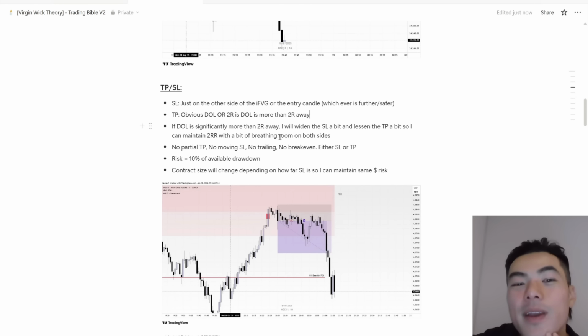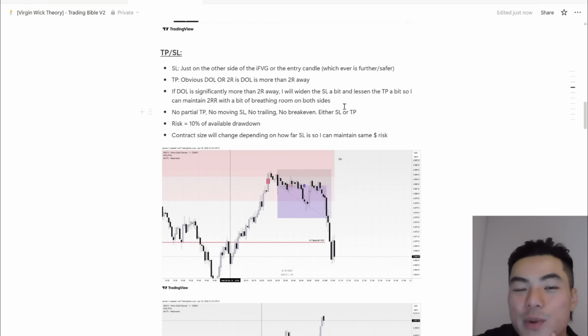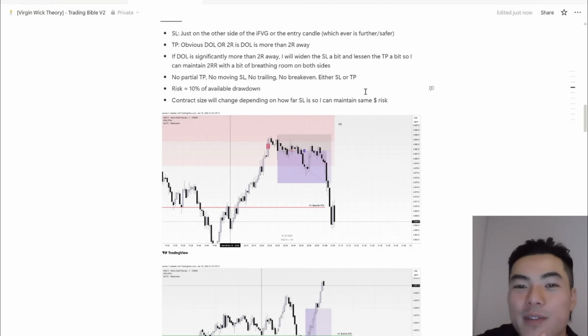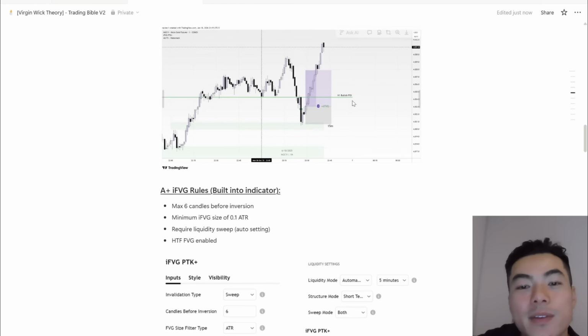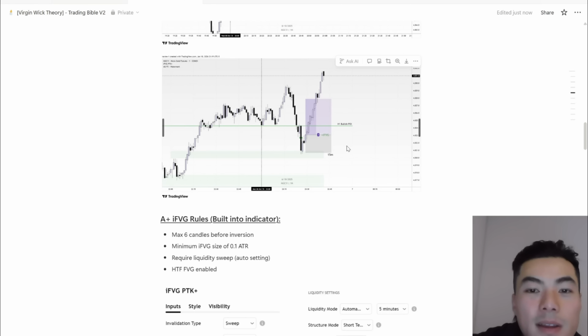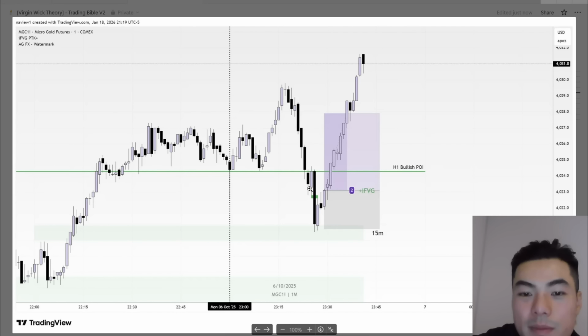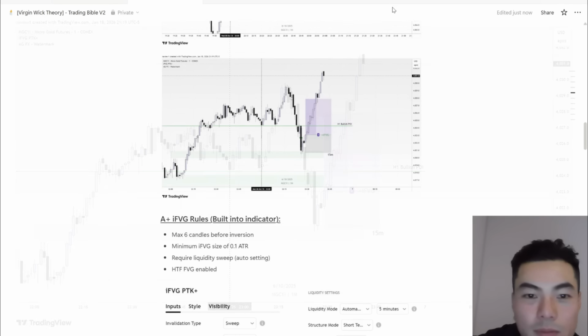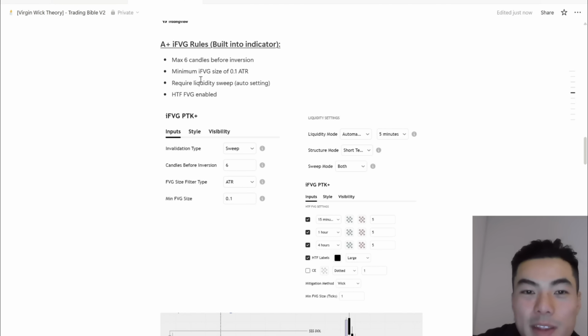If it's more than 2R away, significantly, I will widen the stop loss a bit and lessen the TP a bit, so I can maintain a 2 risk to reward with a bit of breathing room on both sides. No partials, no moving stop loss, no trailing, no break even, either stop loss or take profit. Risk is the same. Contract size will depend on how far the stop loss is. Yeah, here's another example. Nice tap into the fair value gap. I updated this section with my IFVG higher time frame settings.